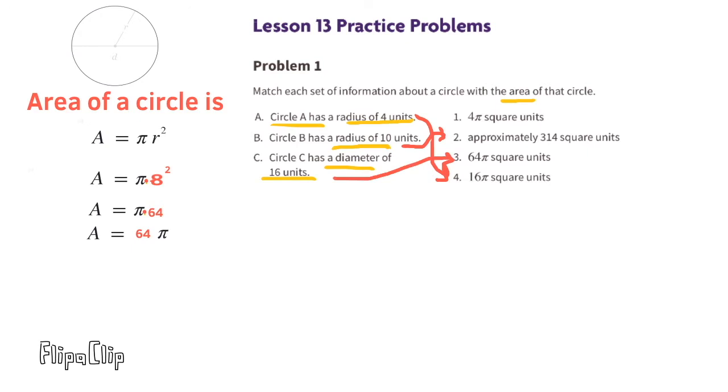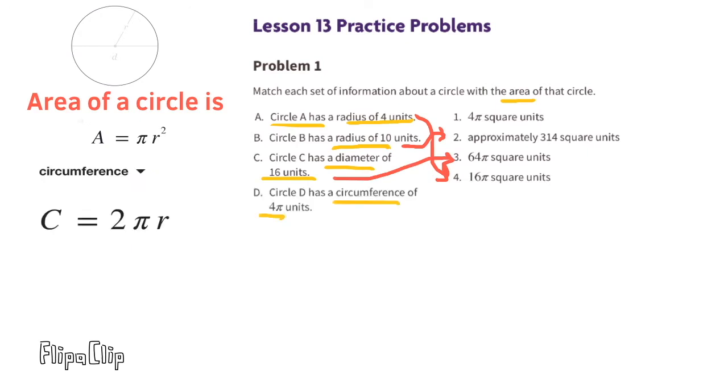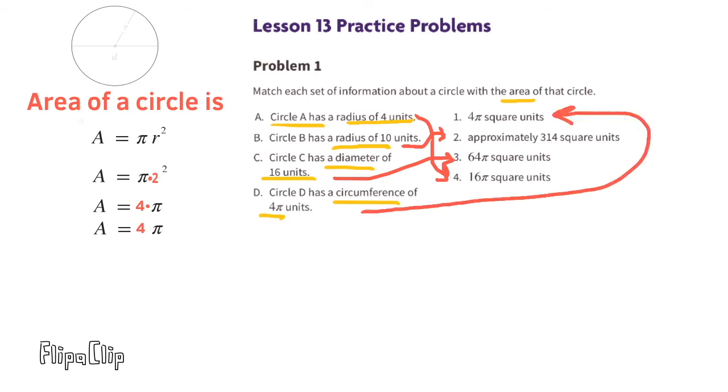D. Circle D has a circumference of 4 times pi units. So this information tells us that the circumference equals 4 times pi. That means that the radius must be 2, because 2 times 2 equals 4. So both the circumference is 4 times pi and the area is 4 times pi square units. Circle D matches with 1, 4 times pi square units.